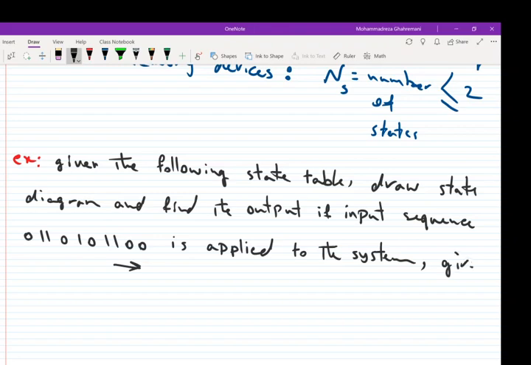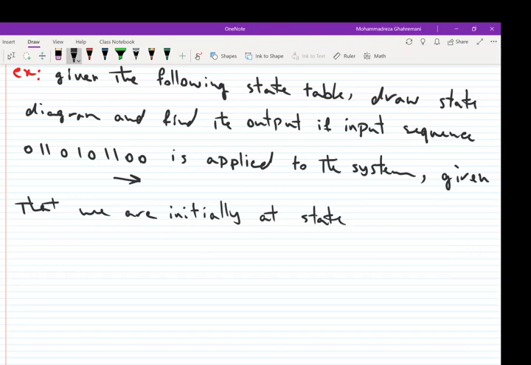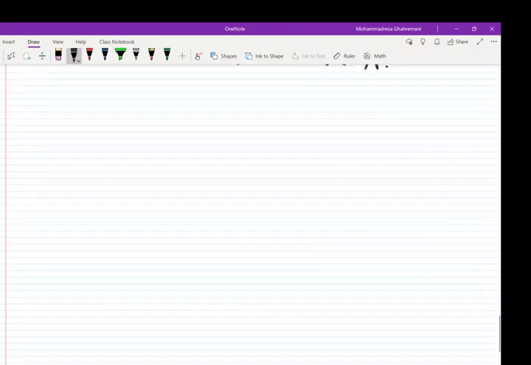Given that we are initially at state A. So we should know at which floor the elevator is at the beginning. Okay, we need to know the initial conditions. And this arrow says that the first bit of the information entering the system is this 0 on the right.